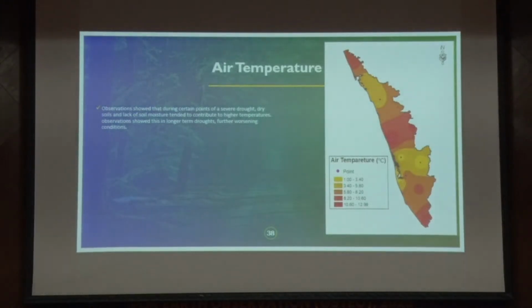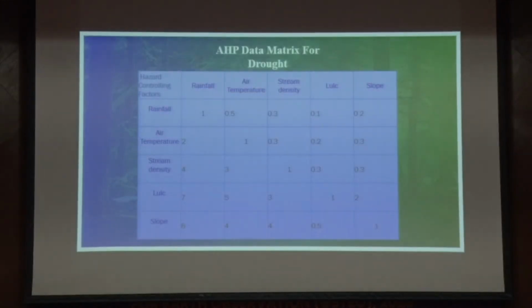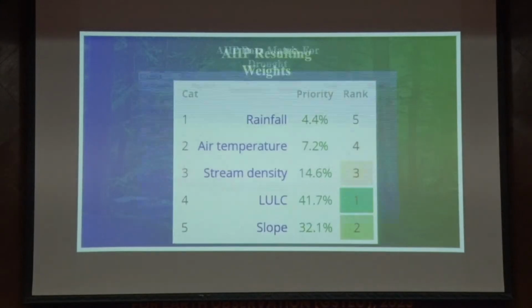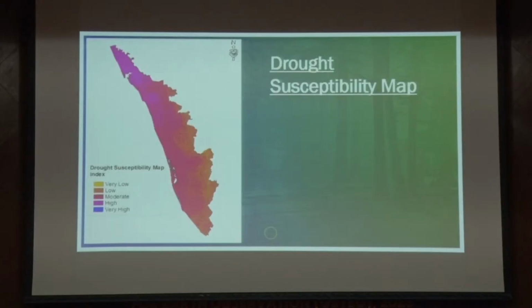This air temperature data is collected from POWER AXIS point data, and we generated it here in ArcGIS and then interpolated it. This is the AHP data matrix for drought and AHP resulting weightage, and this is the drought susceptibility map. In this map, we can see that drought is moderate in the western parts and high in the northwest parts. So, thank you.